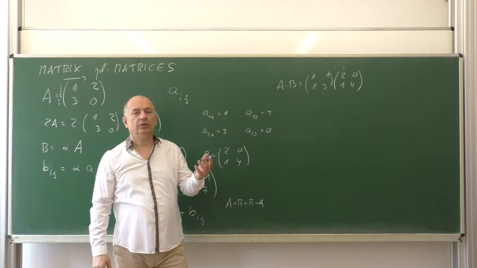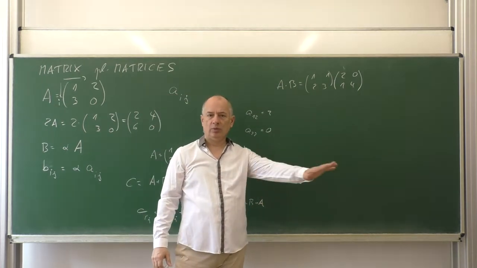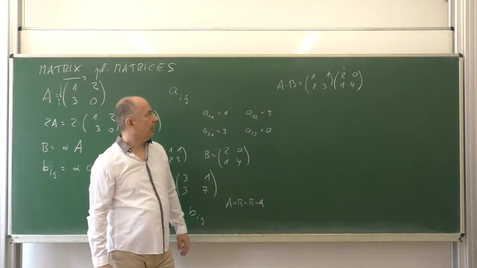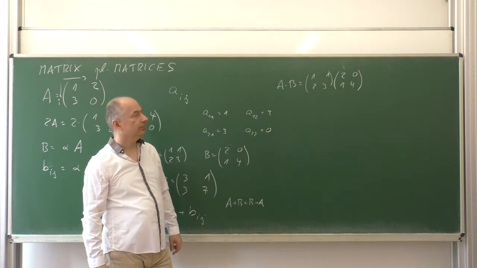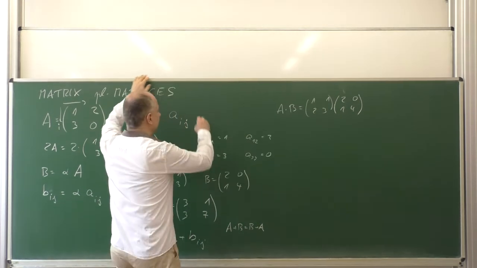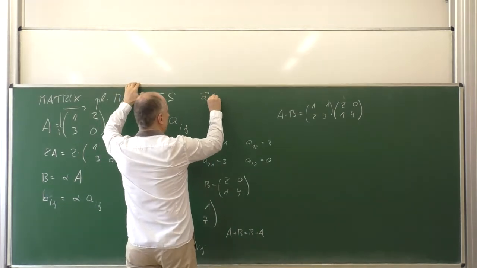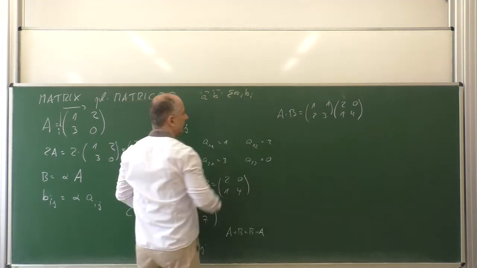We could define this operation, but it has almost no application. The multiplication is defined using the scalar product, and this has many, many applications. You remember the scalar product? A dot B is the sum of A sub i, B sub i.